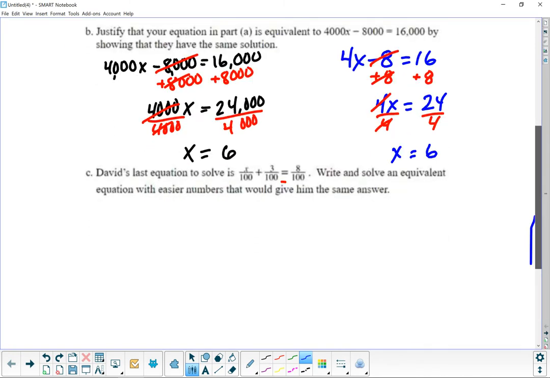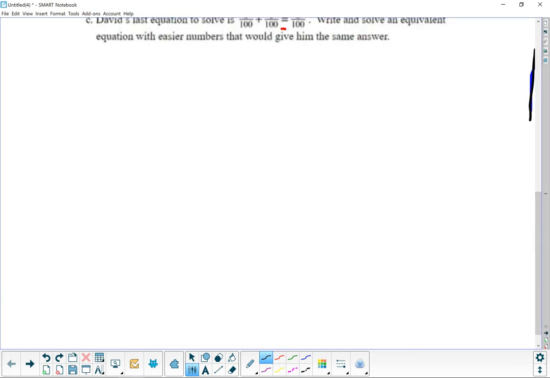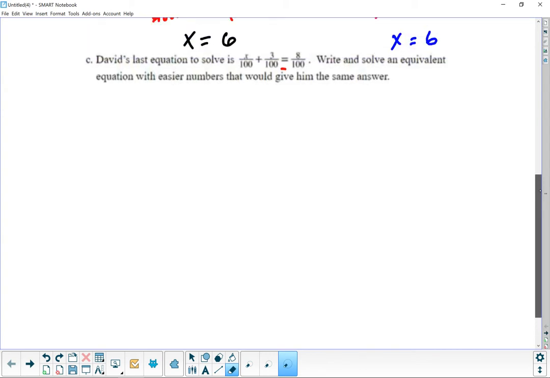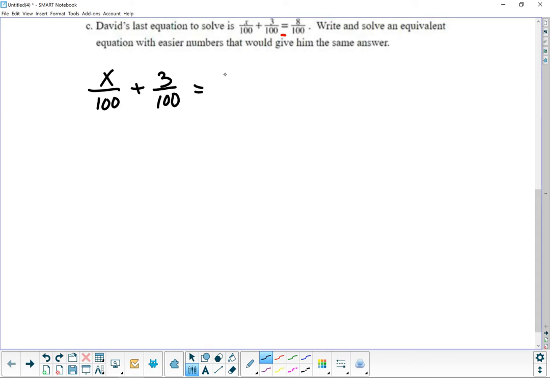C, David's last equation, the fraction one right there, is to write and solve an equivalent equation with easier numbers that would give him the same answer. Okay, so let me rewrite that down. So that is x over 100 plus 3 over 100 equals 8 over 100.